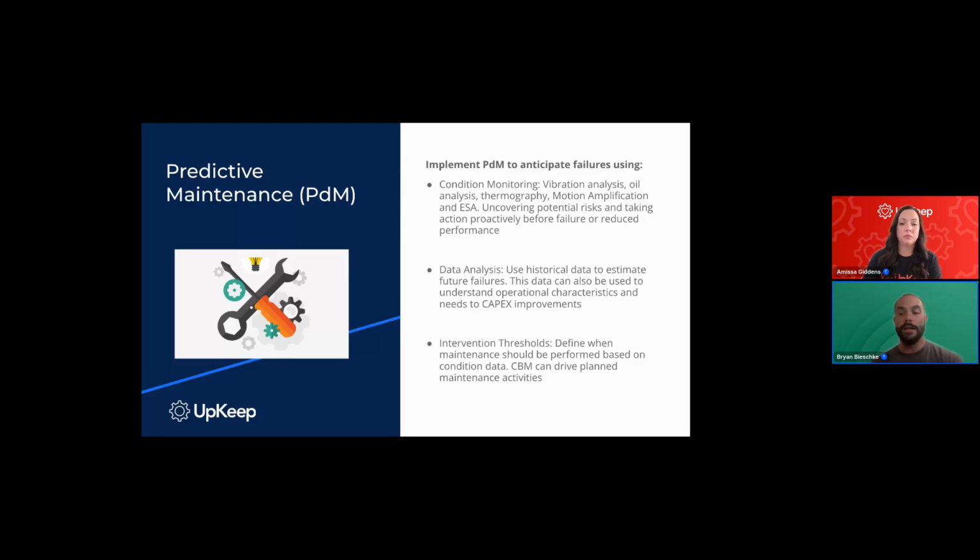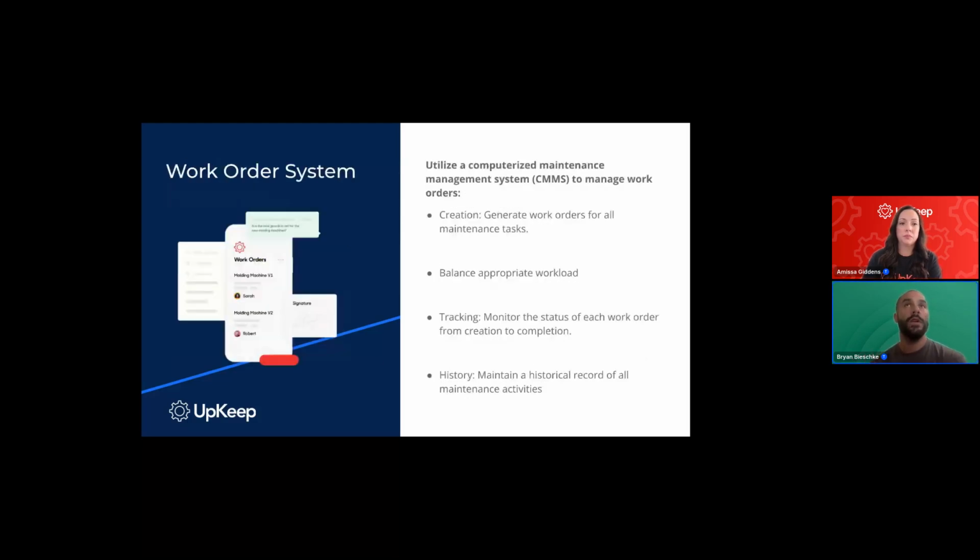You're leveraging that technology. A work order system, huge. We're UpKeep. That's what we do. We're a work order management system, a CMMS. There's a million of them out there, but it's absolutely essential to have a work order management system when it comes to planning. Same with scheduling. We're talking about planning right now.